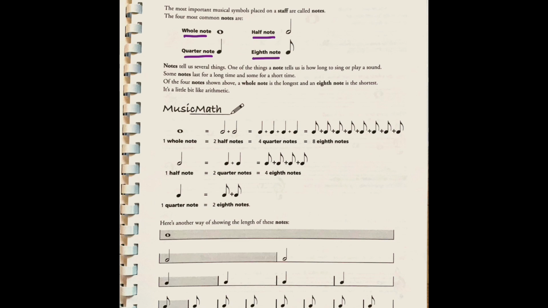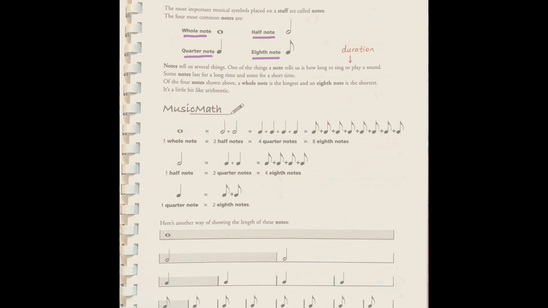Notes tell us several things. One of the things a note tells us is how long to sing or play a sound. And we're just going to call this, the more correct term for that is just the duration of the note. Some notes last for a long time and some for a short time. Of the 4 notes shown above, a whole note is the longest and an eighth note is the shortest. It's a little bit like arithmetic. And from here, I'm just going to actually move away from this book for a minute. Nothing here is incorrect, but we're going to come back to this at the end of our lesson.